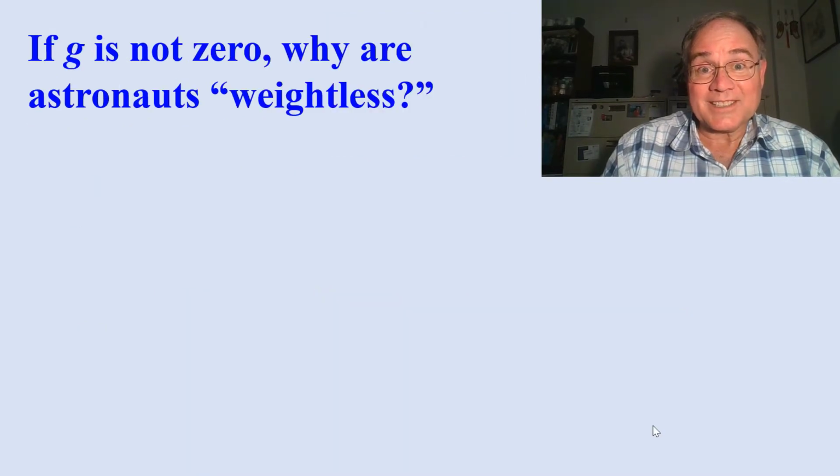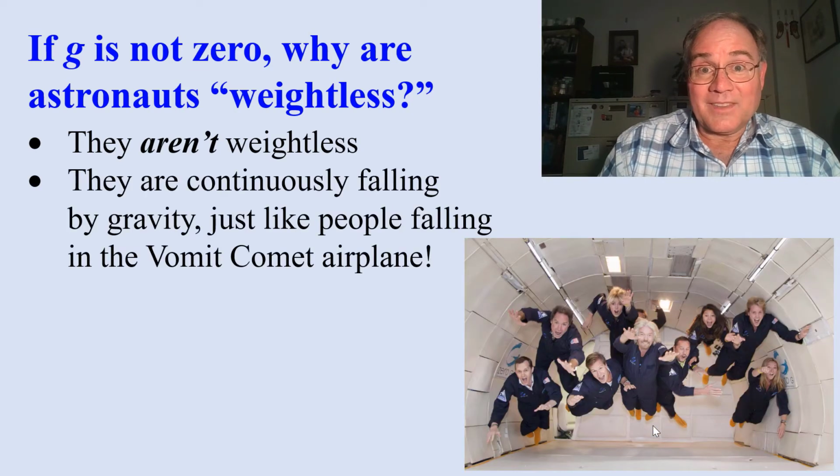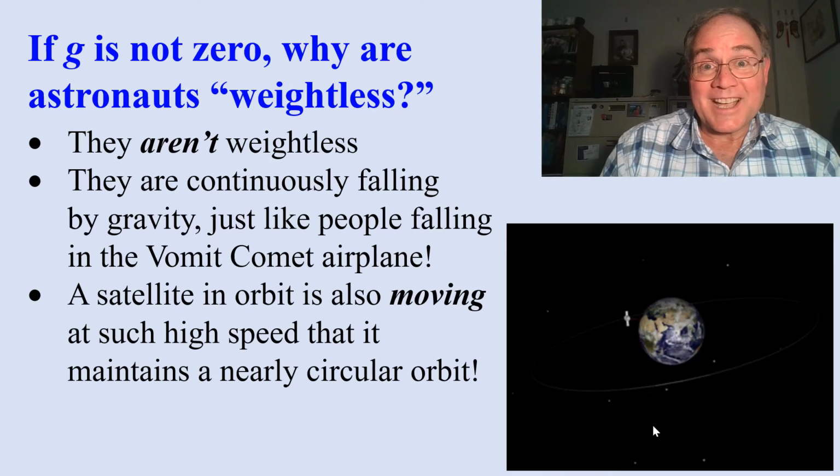So if g is not 0, why are astronauts weightless? Well, the answer is they're not weightless. They're actually continuously falling. They simulate this in training on a plane called the Vomit Comet. They feel weightless as the plane falls from the sky. A satellite in orbit is moving at such high speeds that it makes a nearly circular orbit.